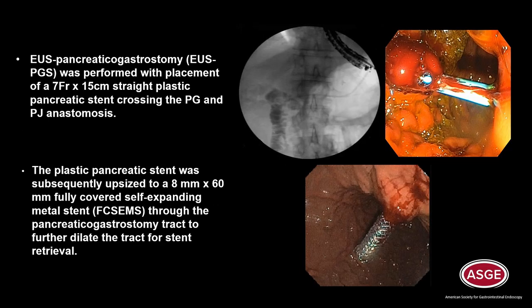EUS-guided pancreaticogastrostomy was performed with placement of a 7 French 15 cm straight plastic pancreatic stent crossing the pancreaticogastric and pancreatico-jejunal anastomosis. The plastic pancreatic stent was then upsized to an 8 mm by 60 mm fully covered self-expanding metal stent through the pancreaticogastrostomy tract to further dilate the tract for stent retrieval.